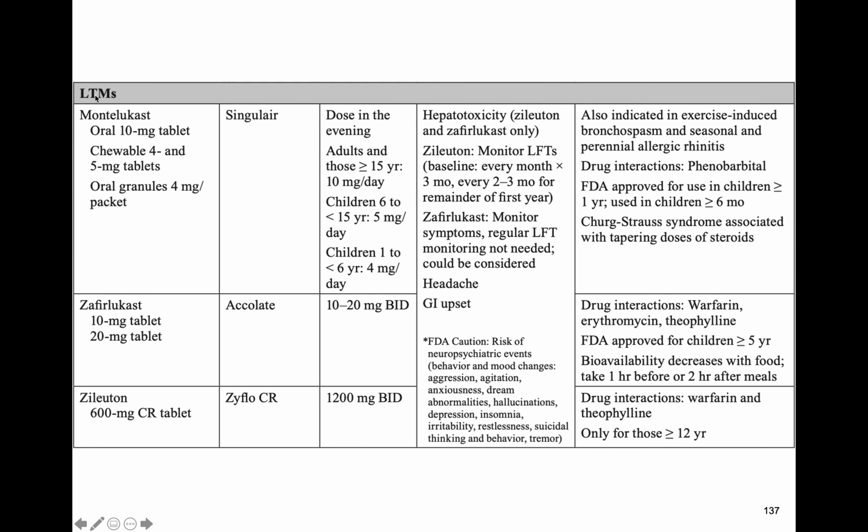These are the leukotriene modifiers, montelukast being the most popular. This 4 milligram packet can be used as young as, I think it's, 1 year old, 1 to 6 years old. So a 1-year-old can use a granule packet and they can just kind of drink it down. And that helps with some of their symptoms. And just kind of keep in mind the angiitis, vasculitis with angiitis or Churg-Strauss syndrome, and also suicidal ideation.